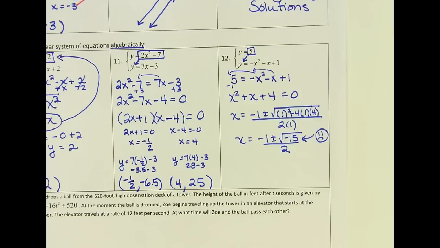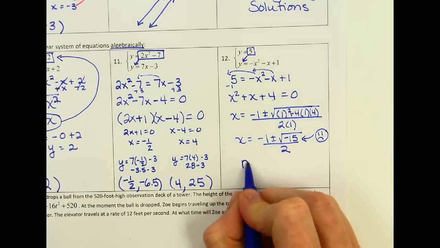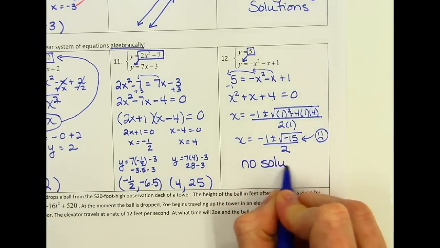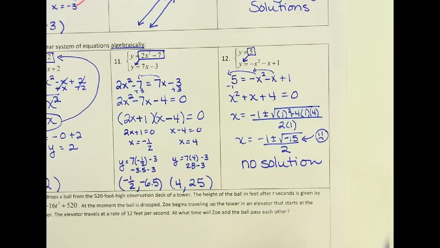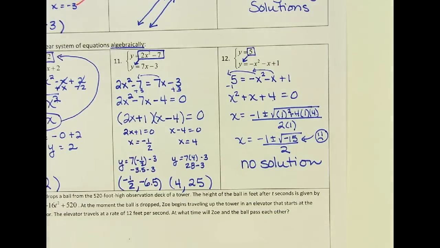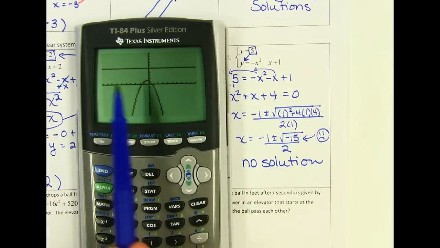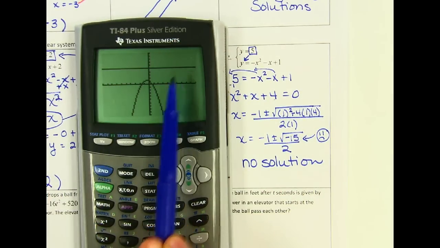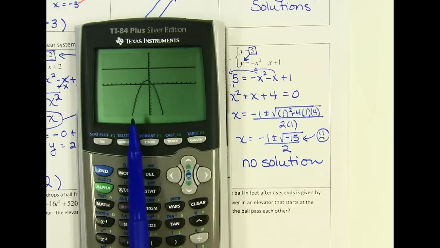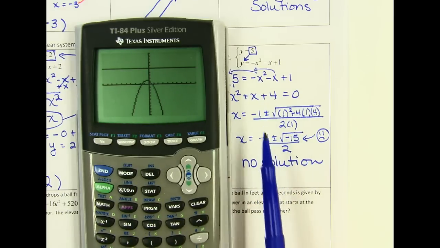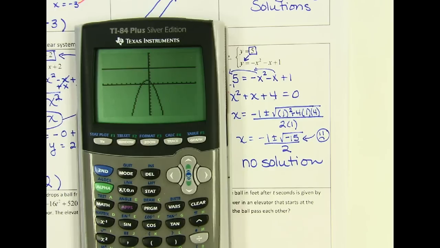So what does this mean? This means this quadratic formula produces no solution. So this right here cannot happen. This is a no solution. Now, if I show you the graph of this, the graph helps you understand it. This is y equals 5. This is the parabola upside down. They never touch, and if they never touch, they have no solutions.